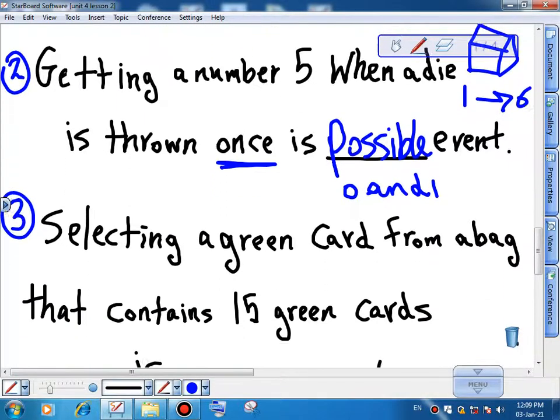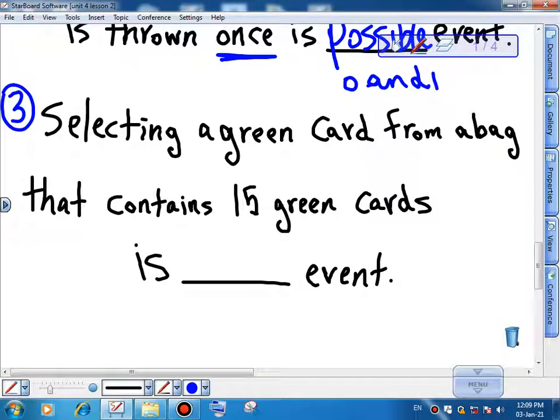Okay? Third one, if I need to select a green card from a bag that contains 15 green cards. I have a bag, and this bag contains only 15 green cards. If I need to get any one of these cards, and if I need to get a green card, what's the type of this event? Possible or impossible or certain? Impossible? No. It will never happen to get a green card? No. It may be. So impossible will not be.